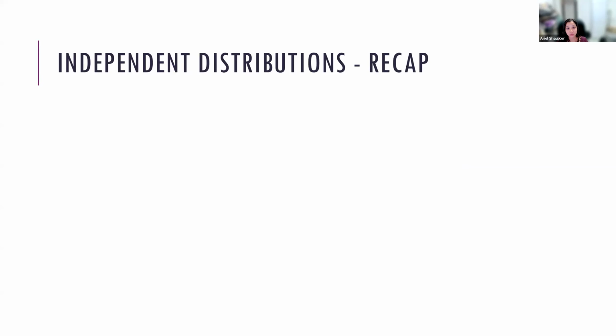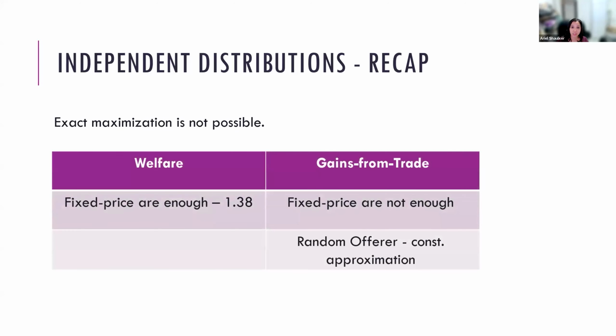Okay, so just to recap what we have seen so far, for independent distributions, exact maximization is not possible. For the welfare benchmark, there is a fixed price mechanism that gives a good approximation. The best one is 1.38. And for gains from trade, no fixed price mechanism can provide a constant approximation. However, the random offerer mechanism can give a constant approximation.